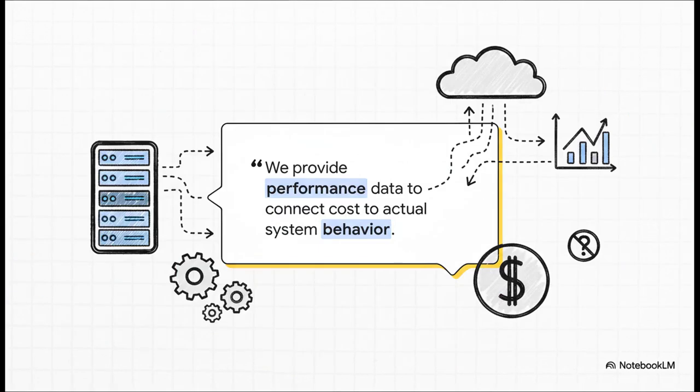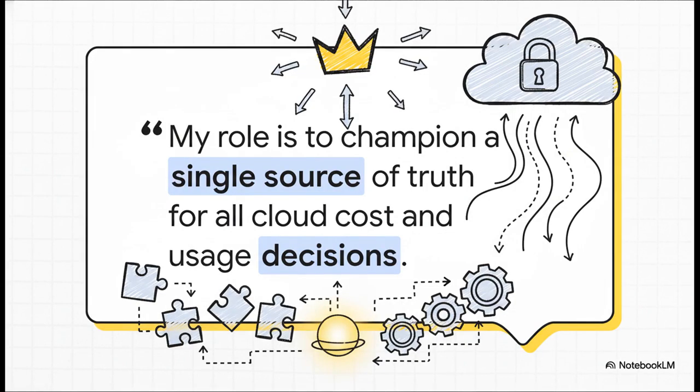Then you have engineering. They provide the ground truth. They bring in all the performance and utilization data that connects the dollars you're spending to what's actually happening inside your applications. This is how you find out if you're paying for a bunch of expensive resources that are just sitting there doing nothing. And finally, you absolutely need leadership. Their role is to champion this whole effort, to communicate why having a single, trustworthy source for all cloud data is so strategically important. That support from the top is what breaks down the silos and makes true collaboration possible.